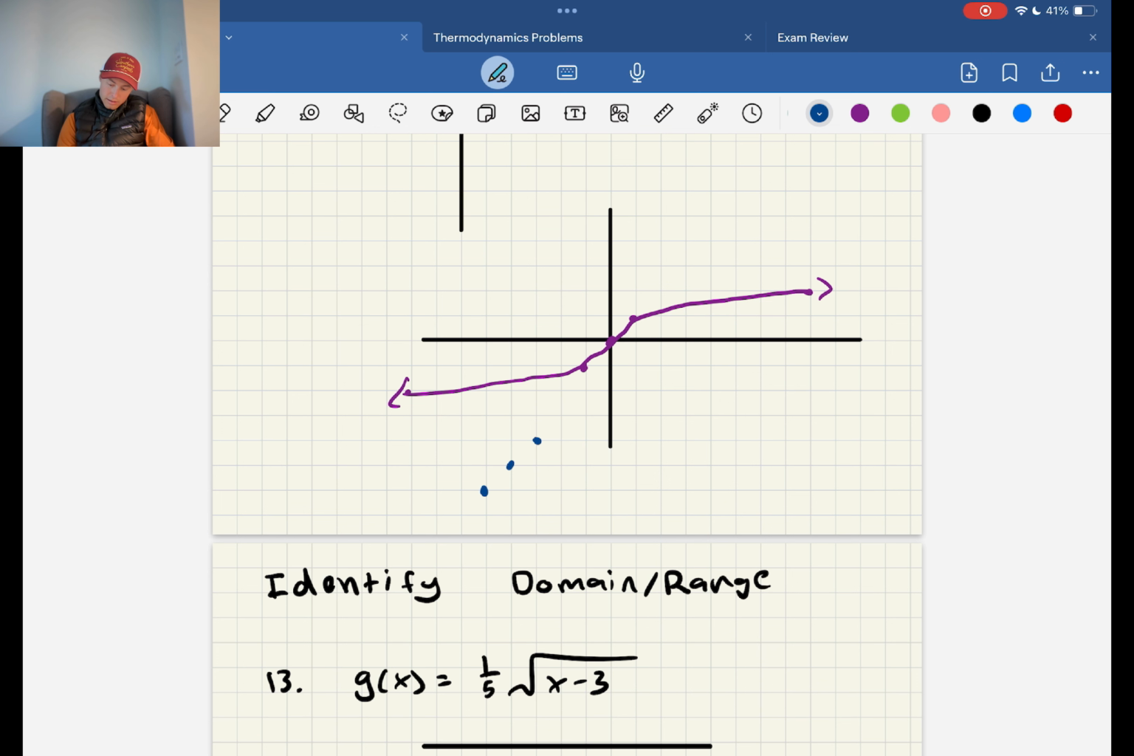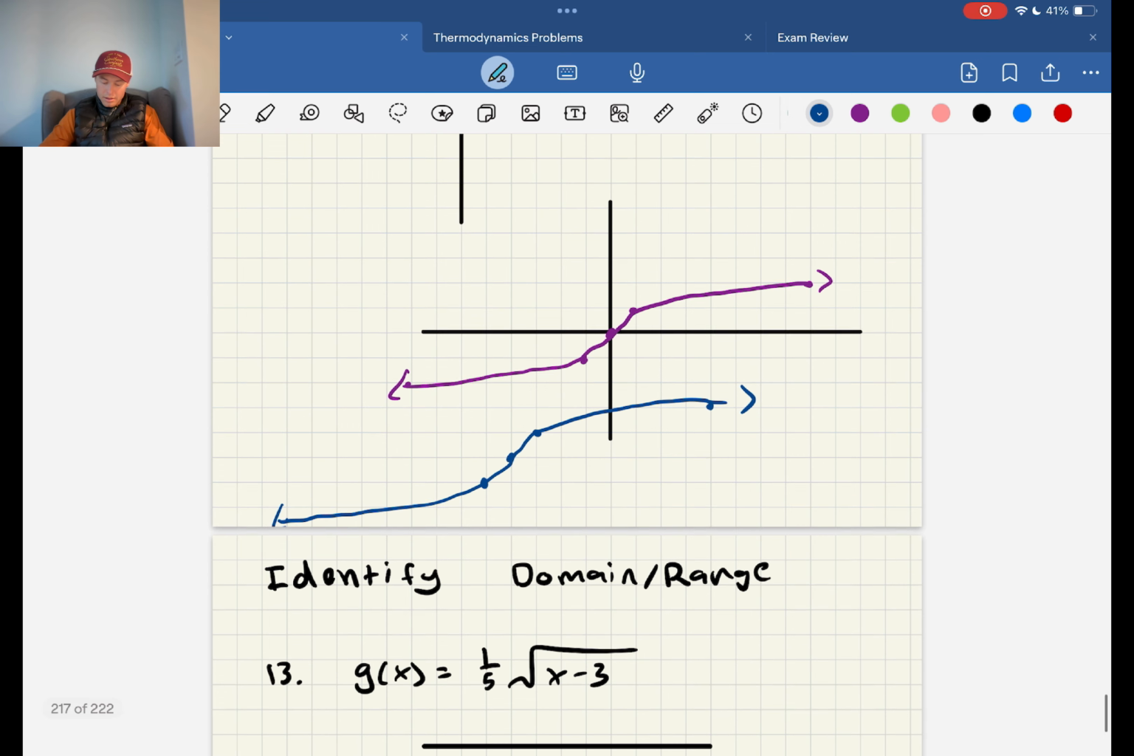So 8, comma 2 becomes 4, comma negative 3. And then negative 8, negative 2 becomes negative 12, comma negative 7, which I don't have enough room for. So we will just approximate that point. You get the idea. Great.